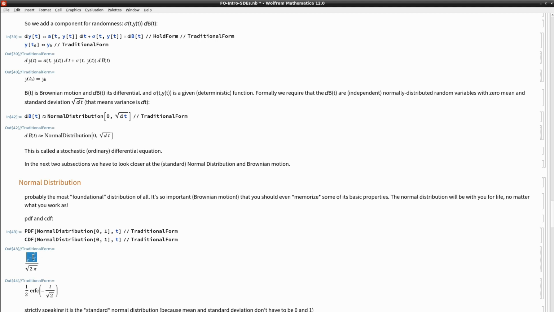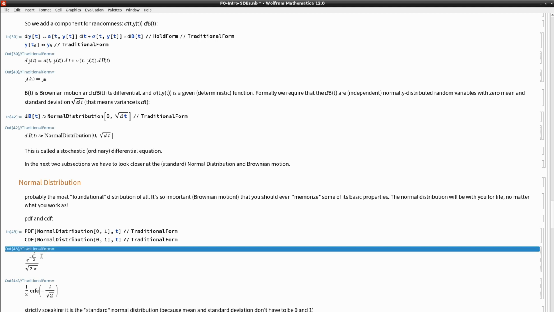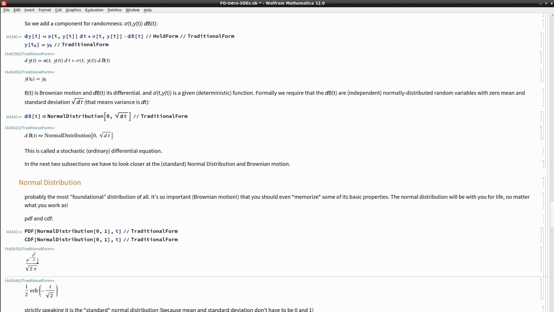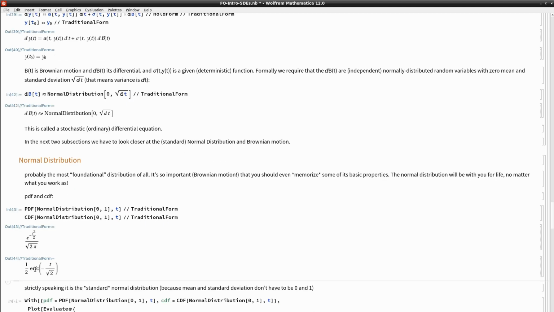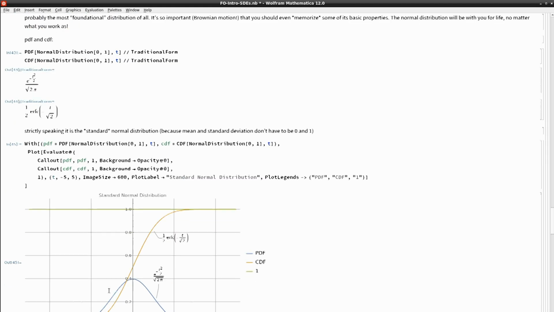And this is really the Gaussian bell curve. You probably heard the name Gaussian bell curve. So we need to have minus the square of the independent variable in the exponent of the exponential function. And the corresponding CDF is expressed as half of the error function of minus t over square root of 2. This is a symbolic representation of the error function, and it's built into Mathematica, and it's called the error function or the complementary error function, ERFC. Okay, and strictly speaking, it's a standard normal distribution because mean and standard deviation don't have to be 0 and 1.